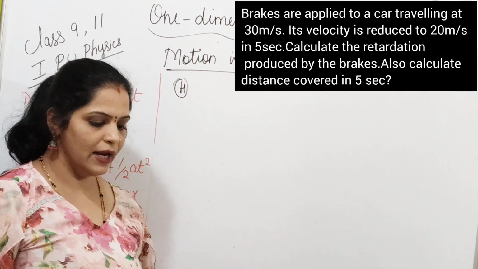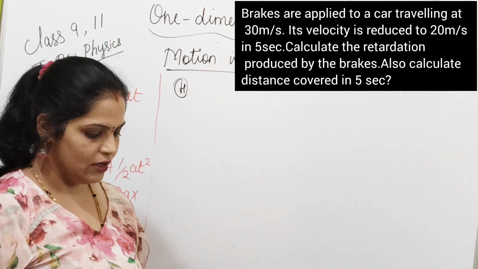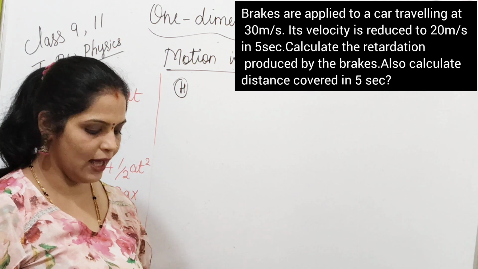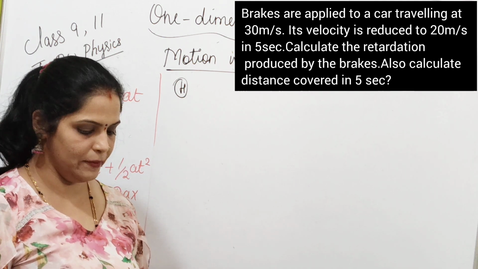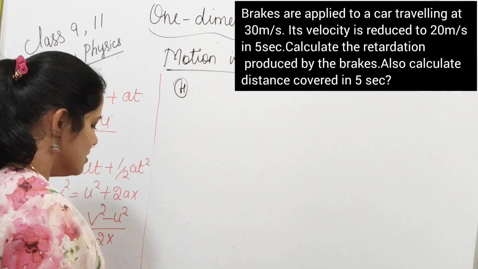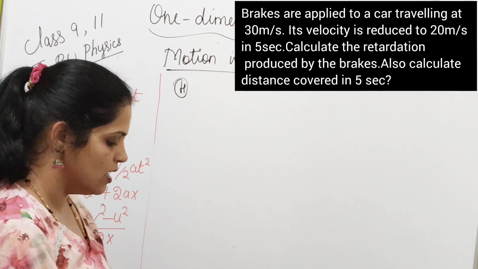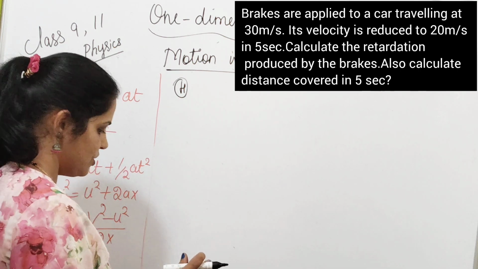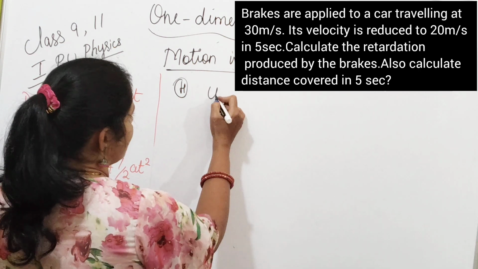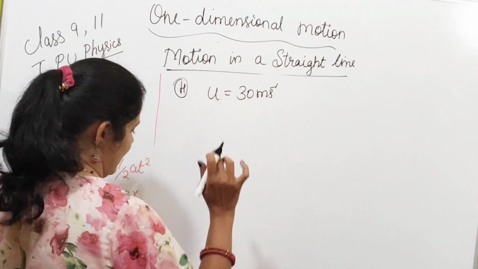Next question. Brakes are applied to a car traveling at 30 meter per second. Its velocity reduces to 20 meter per second in 5 seconds. Calculate the retardation produced by the brake and also the distance covered in 5 seconds. See here, brakes are applied. Once you apply a brake, the car comes to rest. So here it is given that the car is traveling at 30 meter per second, which is the initial velocity.